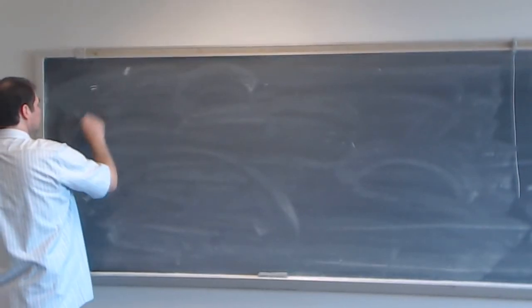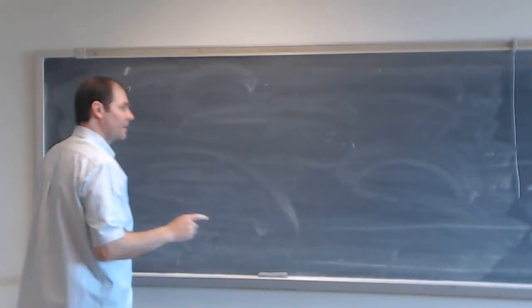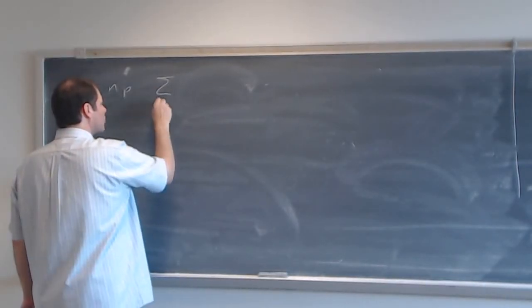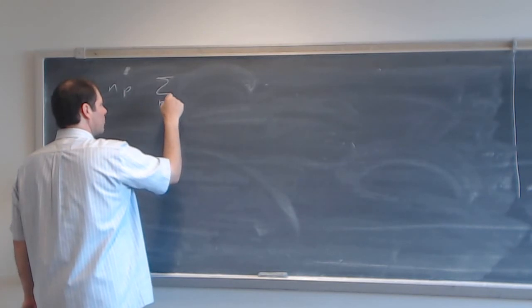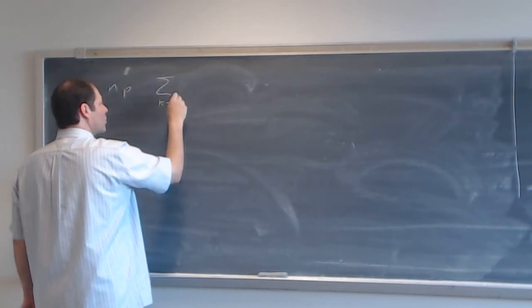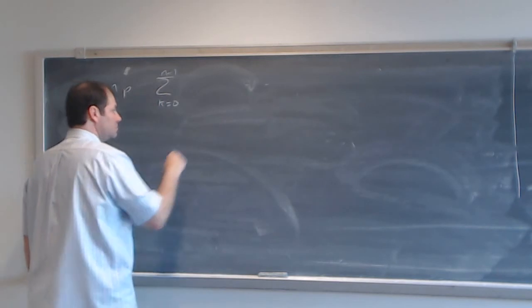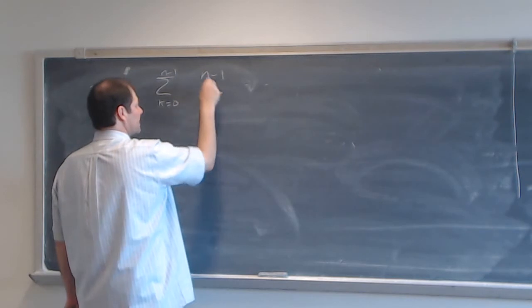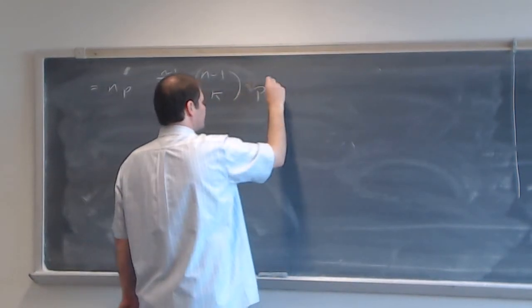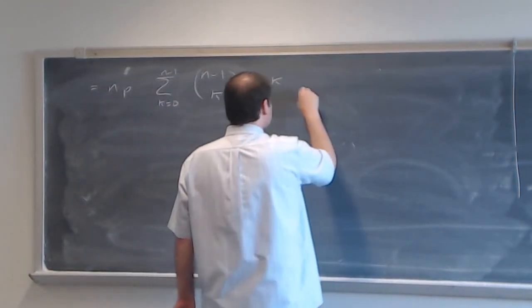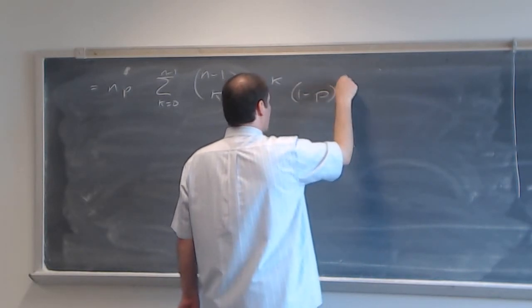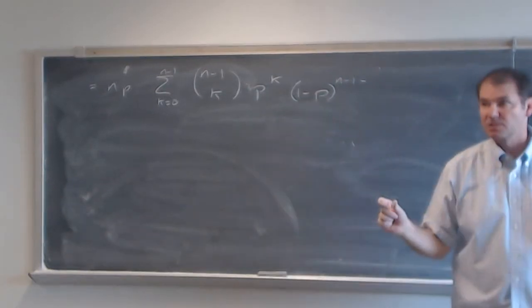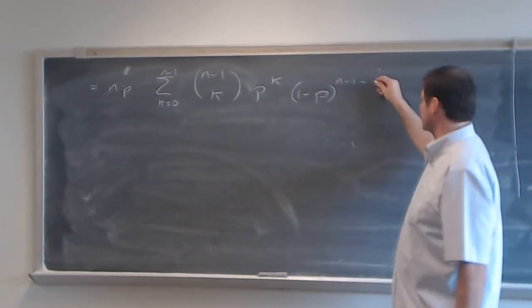So this is equal to np, n times p. Now the sum that we had ran from x running from 1 to n. So k is going to run 1 less than that. So x was running from 1 to n, now k will run from 0 to n minus 1. Still got n minus 1. It used to be choose x minus 1, but now x minus 1 is the same as k. It was p to the x minus 1, that's p to the k. And then 1 minus p to the n minus 1 minus, it used to be x minus 1, but x minus 1 is the same thing as k.